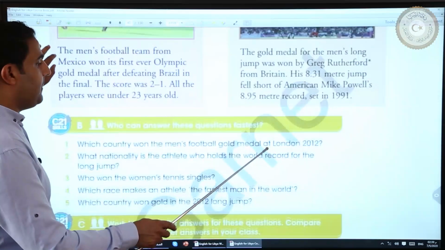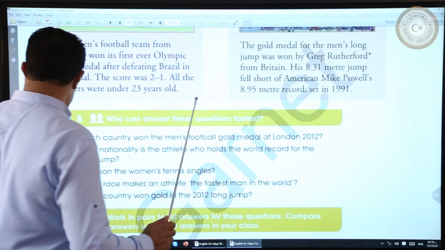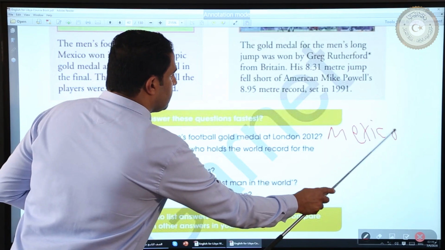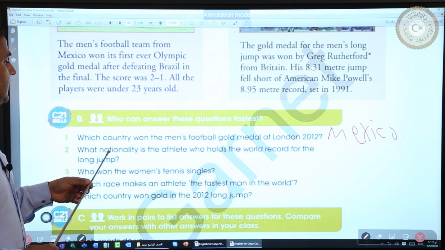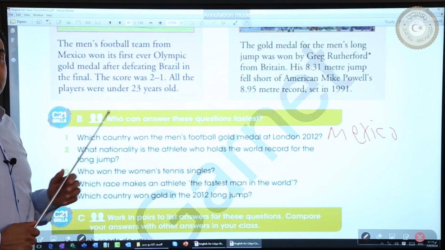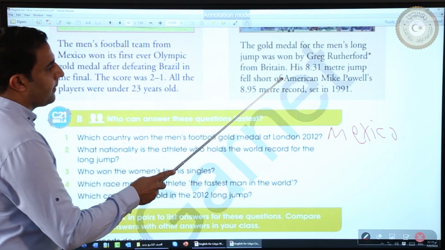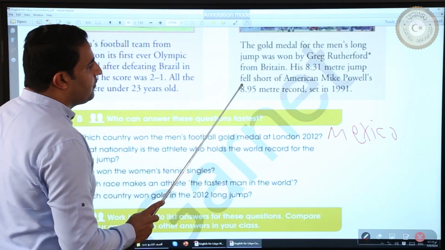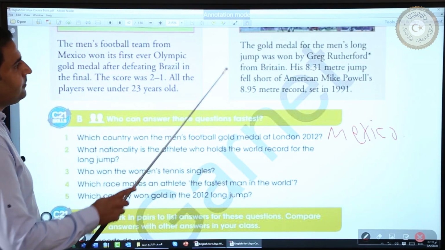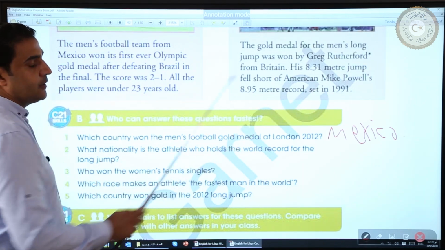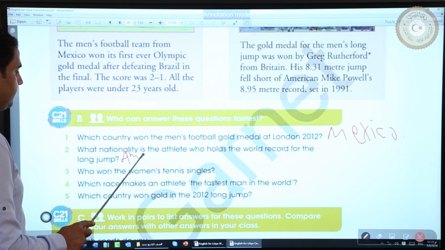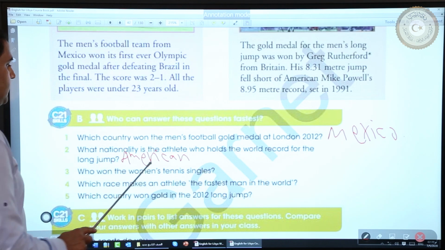Mexico, very good. So number 1 is Mexico here. We can write it. Okay, so which one here? Mexico. This is the answer. Number 2, what nationality is the athlete who holds the world record in the long jump? What nationality is he? His 8.31 meters jump fell short of the American. So the answer here, what nationality is the athlete who holds the world record for the long jump? Which one here? American or English or British? American, very good. So here is the answer, American.